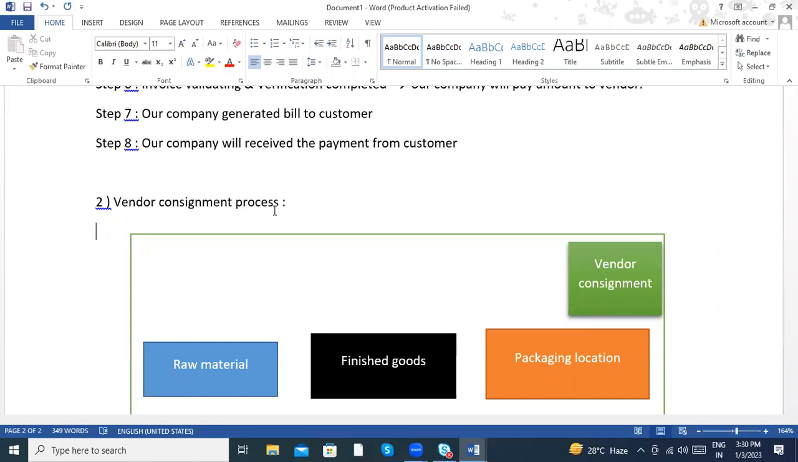So I requested the vendor, boss, you can keep the stock in my premises. There is no problem. I have the space. I can allot some space to you. You can keep the stock in my premises.